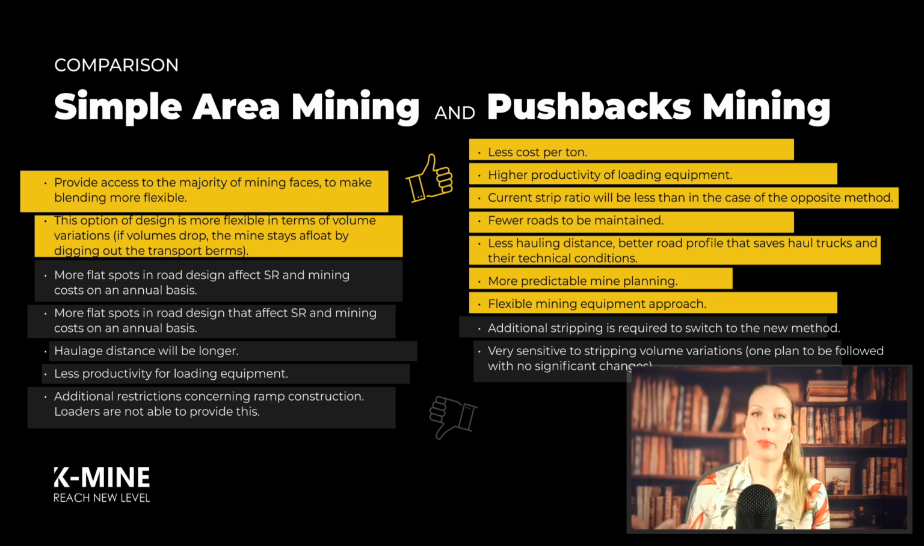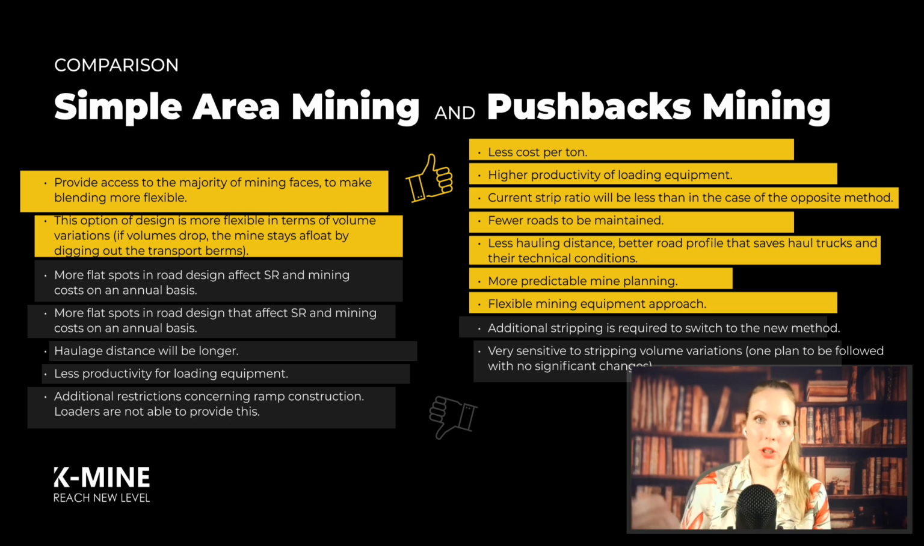Over the life of the deposit, you're looking at a higher stripping ratio because you need to open up big areas just to get to the ore. This also means you're redesigning roads with more flat spots, which isn't great for your heavy-duty trucks, increasing how far they have to travel. More ramps mean less productivity, more restrictions on building them, and all adding up to higher cost for each unit of what you produce.